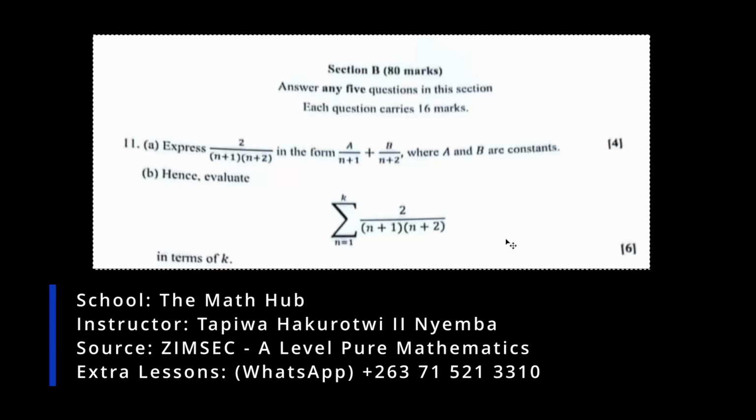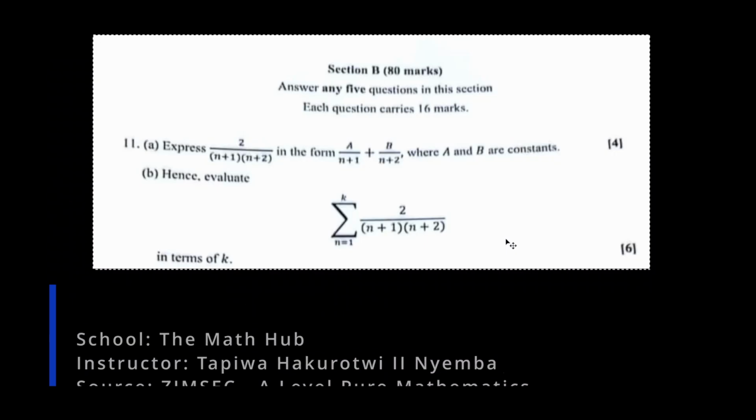In this lesson, we want to do question 11a and 11b. Looking at 11a, it says express 2 over (n plus 1)(n plus 2) in the form a over (n plus 1) plus b over (n plus 2), where a and b are constants. So that is what we want to start with.